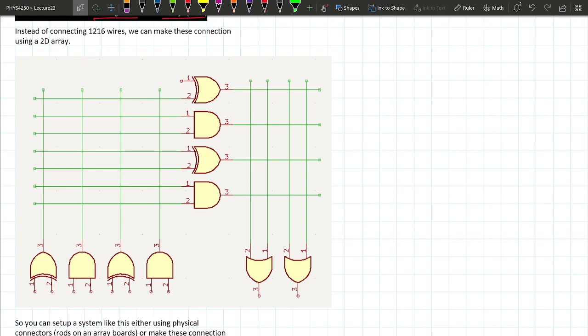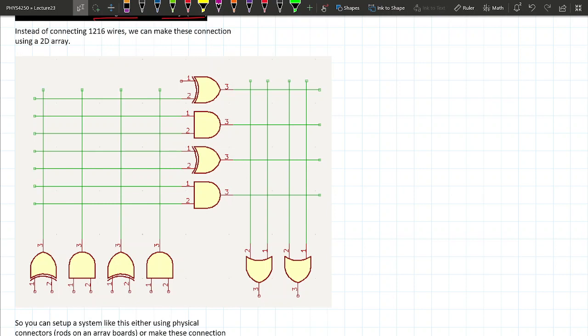The idea of an FPGA is pretty simple, actually. Let's say that instead of sticking in particular gates and connecting the wires between them one at a time, I'm going to put a bunch of gates in a two-dimensional array, just like on a breadboard.